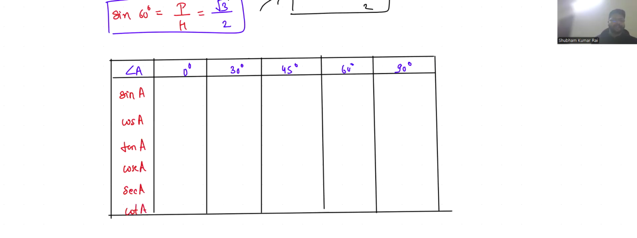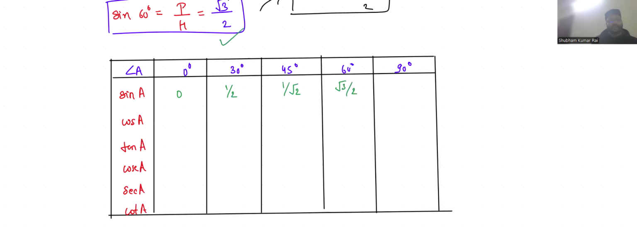Now we will write the values for that. As we have calculated, sine 0 is 0, sine 30 is 1 upon 2, sine 45 is 1 upon root 2, sine 60 I have just calculated, that is root 3 by 2, as you can see over here, and sine 90 is 1.